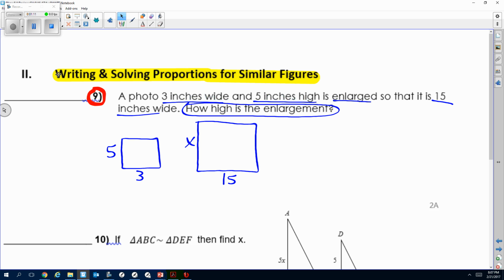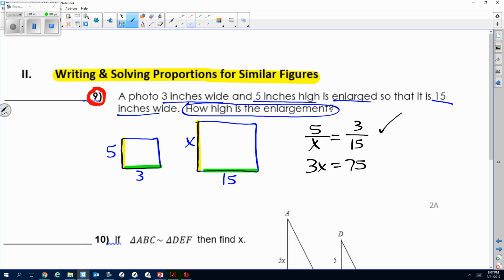Then from here, write a proportion. Remember, corresponding parts are going to be proportional for similar figures, meaning if I'm looking at this side here, that 5 is vertical, it corresponds with the x. If I'm looking at 3, which is the horizontal, it corresponds with the 15. So my proportion here would be 5 is to x as 3 is to 15. And then we're cross multiplying and solving for x. You get points for getting your proportion. Then our cross products, 3x equals 75. And then we're dividing by 3 on both sides. So x equals 25.